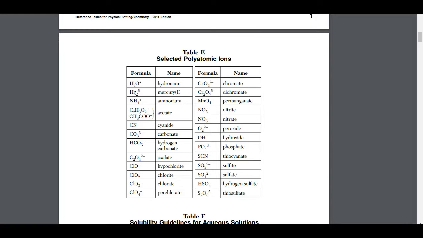Reference table E. Now, this is one of those tables that you don't want to forget about because you're talking polyatomic ions. So this is a biggie. It gives you, of course, the name of the polyatomic ion, including the charge. And remember, when you have a compound that contains a metal and then more than one nonmetal, you have a polyatomic ion for sure.